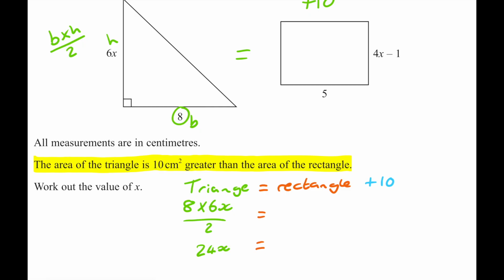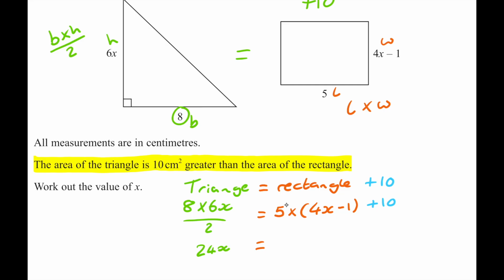For your rectangle, you work out the area of a rectangle by doing the length multiplied by your width. So the length here would be 5, and the width would then be 4x minus 1. So I'm going to put 5 and then multiplied, and make sure you put this in a bracket, multiplied by 4x minus 1, and then that plus 10 is outside the bracket, and then it's just going to come down.